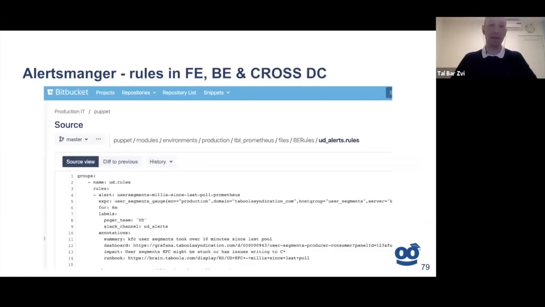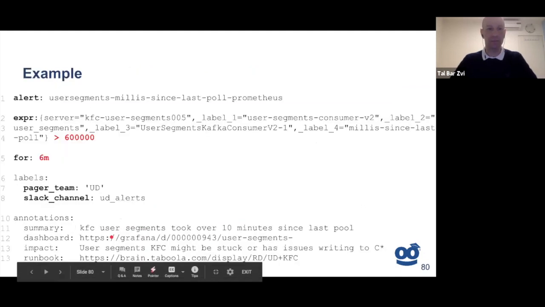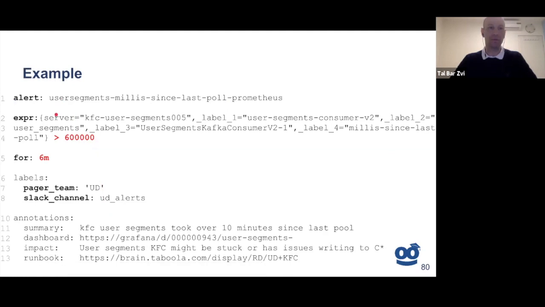Now let's see the Alertmanager. That's in Puppet. You define rules. You write your query here. And there are the labels and the annotations. So that's a query. If it's above 600,000, so if it yields results, it will fire.